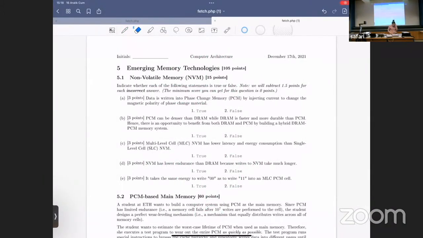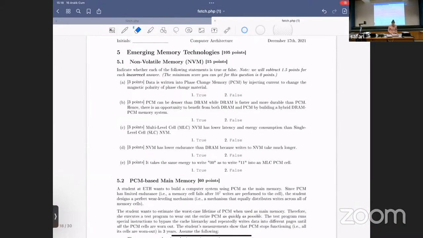So the first part, 5.1, is about true/false questions, and the answers are already given, but I would like to discuss why some of the answers are wrong. The first one is: data is written to a PCM by injecting current to change the magnetic polarity of the phase change material. So it's true that we inject current to change the phase change material, but we change the optical reflectivity instead of the magnetic polarity, and STT-MRAM is the technology that works by changing the magnetic polarity. So this one is false.